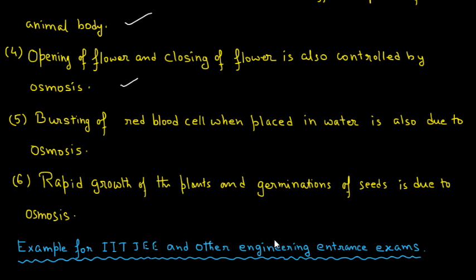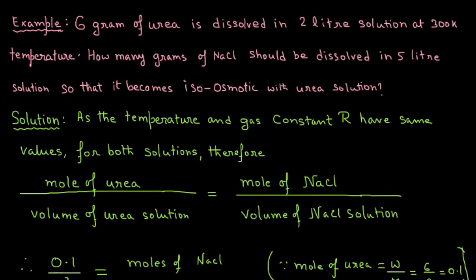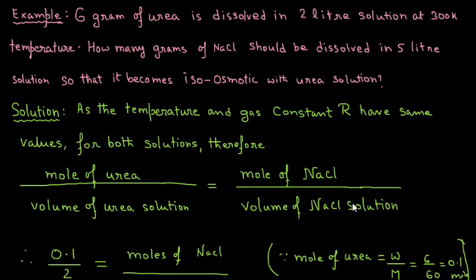Bursting of red blood cells when placed in water is also due to osmosis. Rapid growth of plants and germination of seeds are due to osmosis. So let us solve few problems for IIT and other questions during entrance examinations. So example, 6 gram of urea is dissolved in 2 liter solution at 300 K temperature.